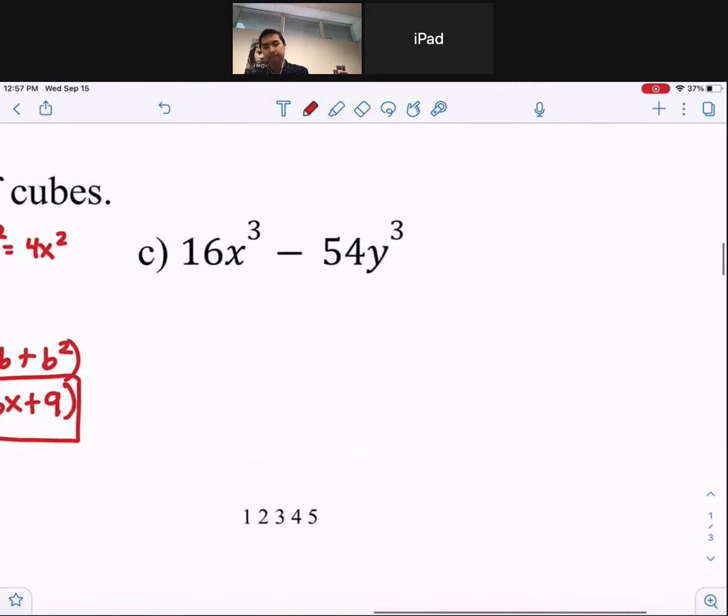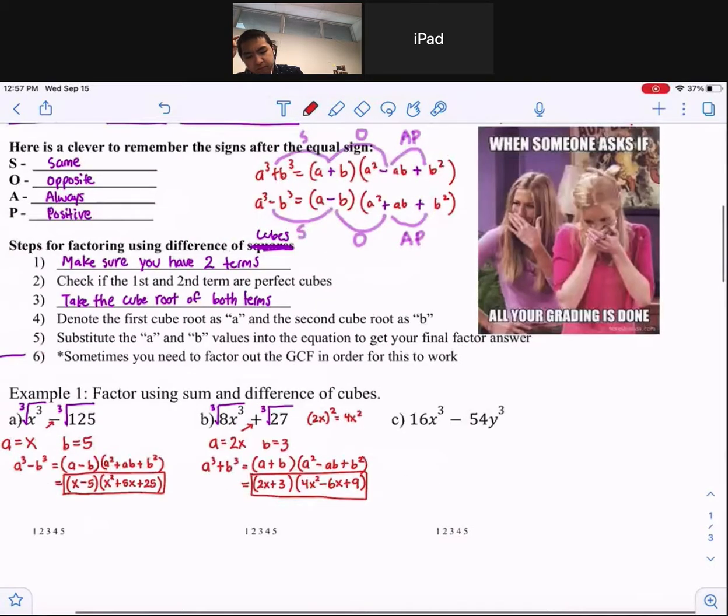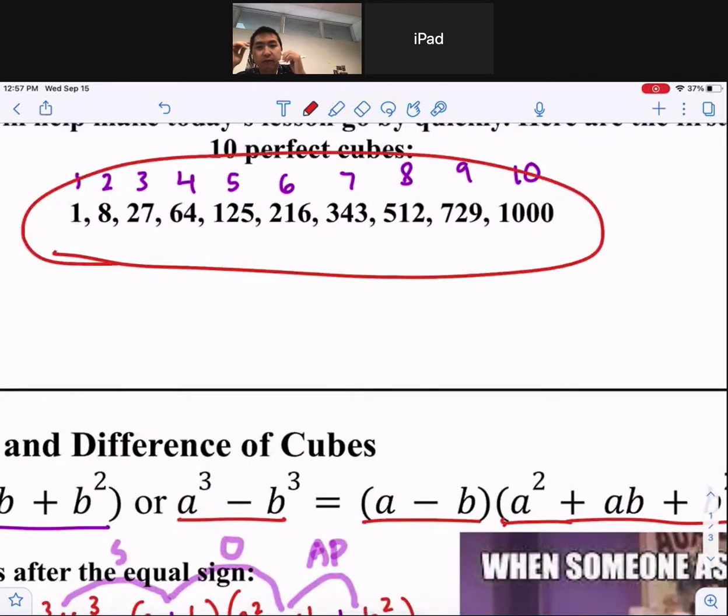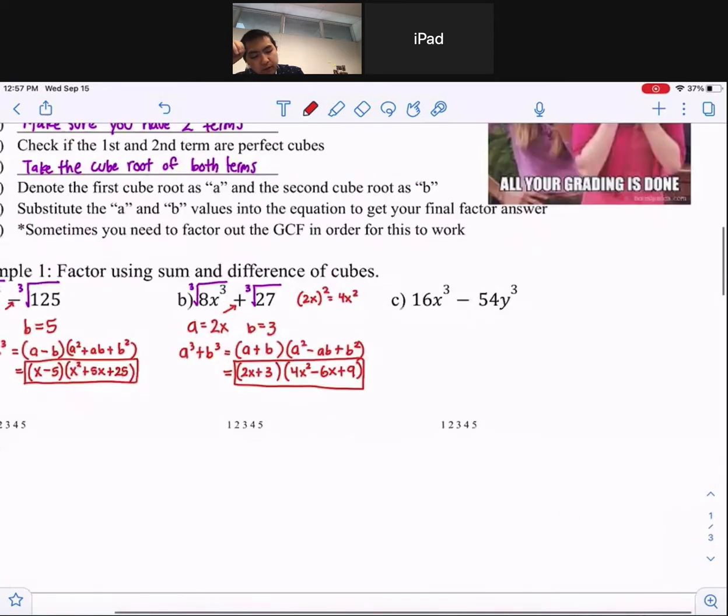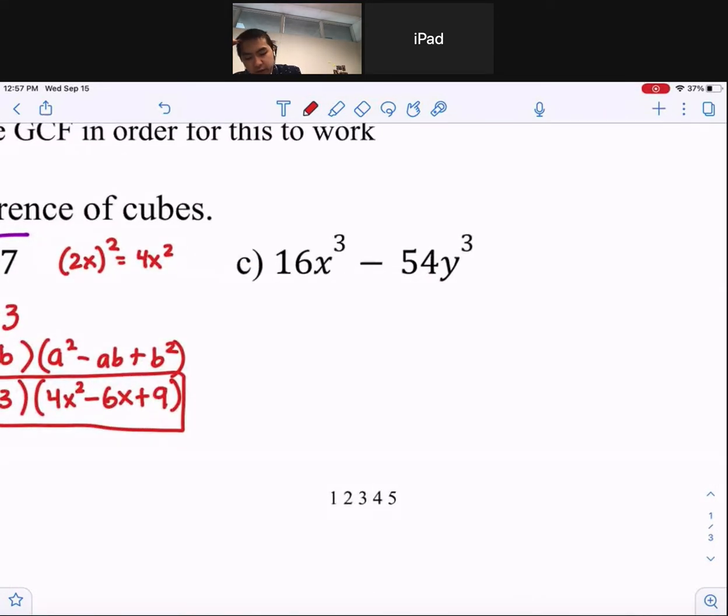Now let's take a look at this one. 16 and 54. I don't see any 16 and 54 there. Do you? I don't. So they're not perfect cubes, right? But you can factor out a 2 from each term. 16 divided by 2, 8x to the third. 54 divided by 2, negative 27y to the third. And now 8 and 27 are perfect cubes, you guys, so we can take the cube root of both of them.